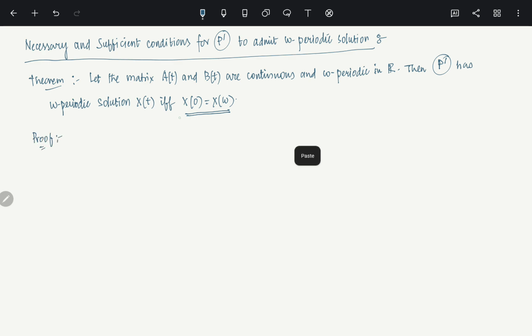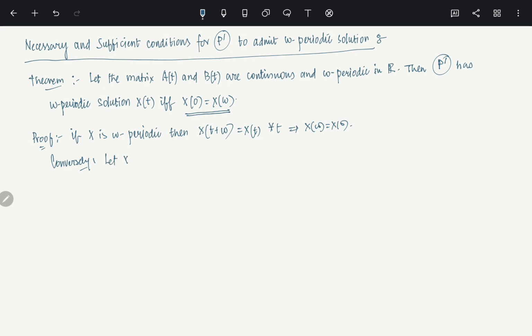Of course, if x is a W periodic solution, then x of t plus w equals x of t for all t, right? So for t equals 0 also it is true, and hence x of w equals x of 0. So that's just trivial, right? Okay. Conversely, now the important part, what happens is this.